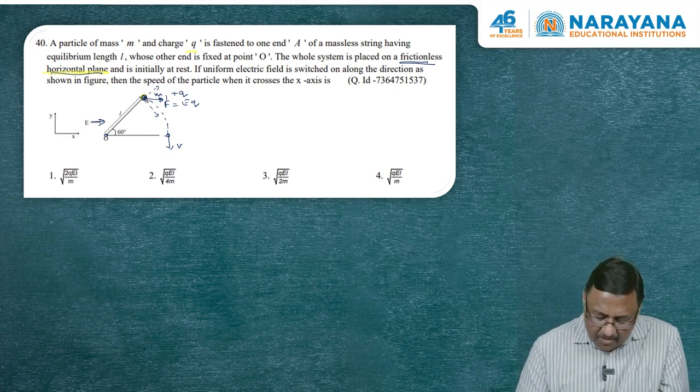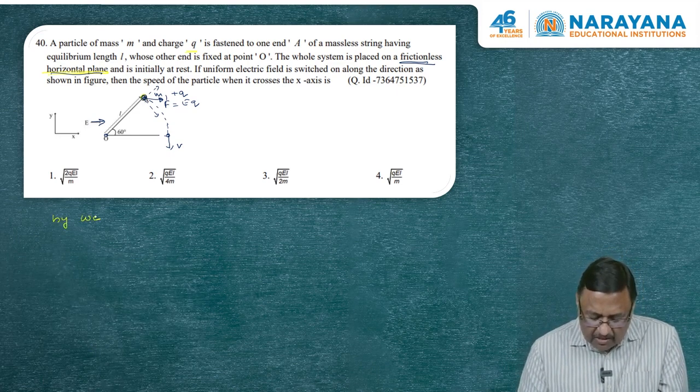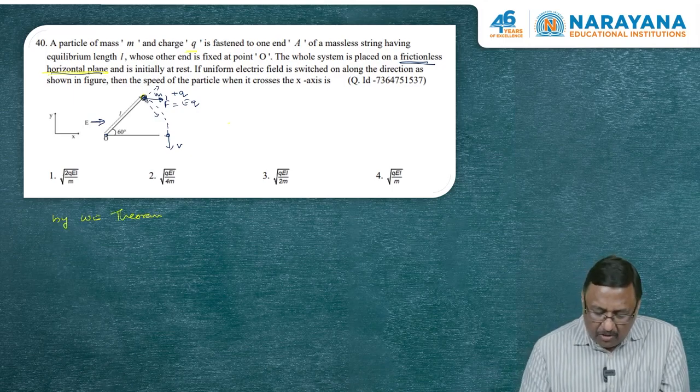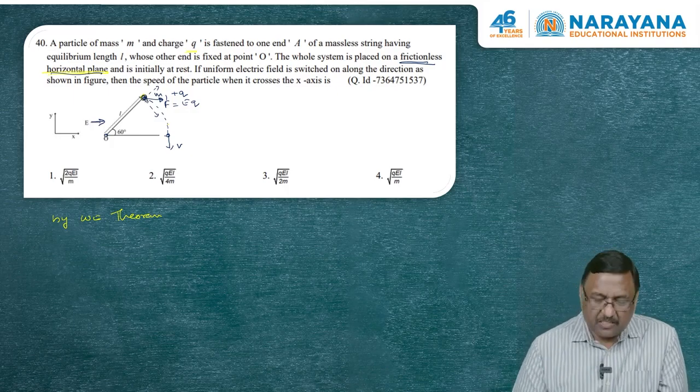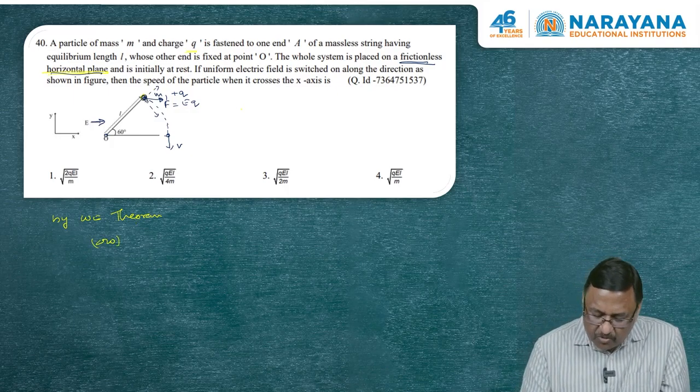If I write by work energy theorem, so it is again easy for you to follow. So I write by work energy theorem. You know work energy theorem is saying what? Work done by all the forces acting on the body is equal to change in its kinetic energy. What forces are acting on the body? I can write delta W, there is no gravity.